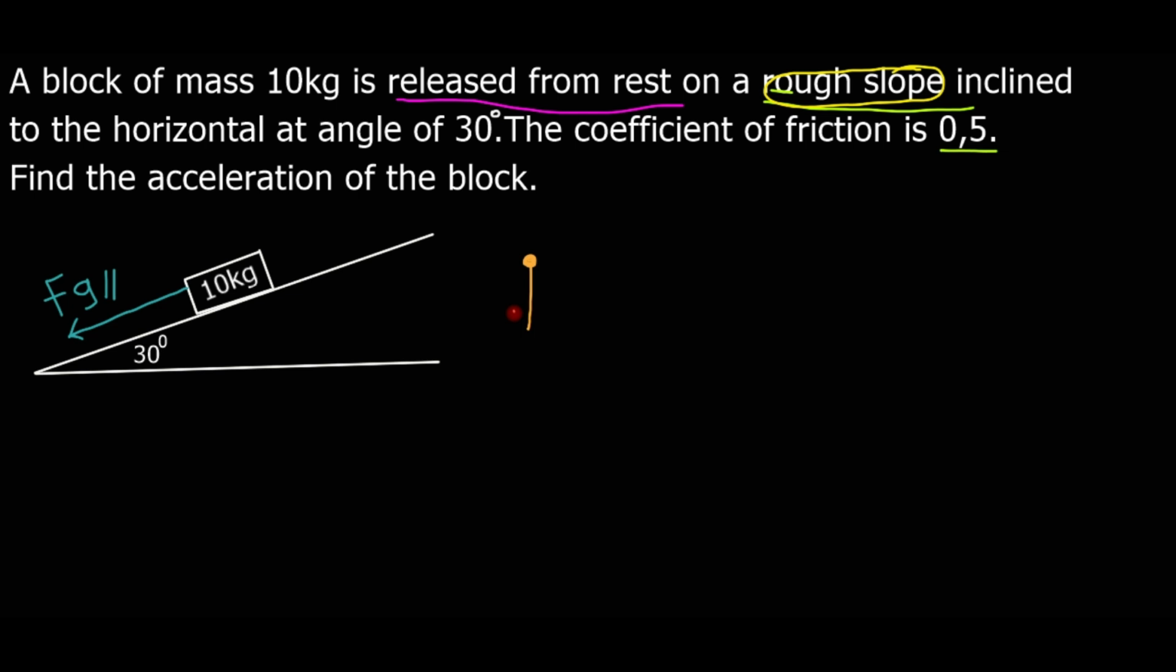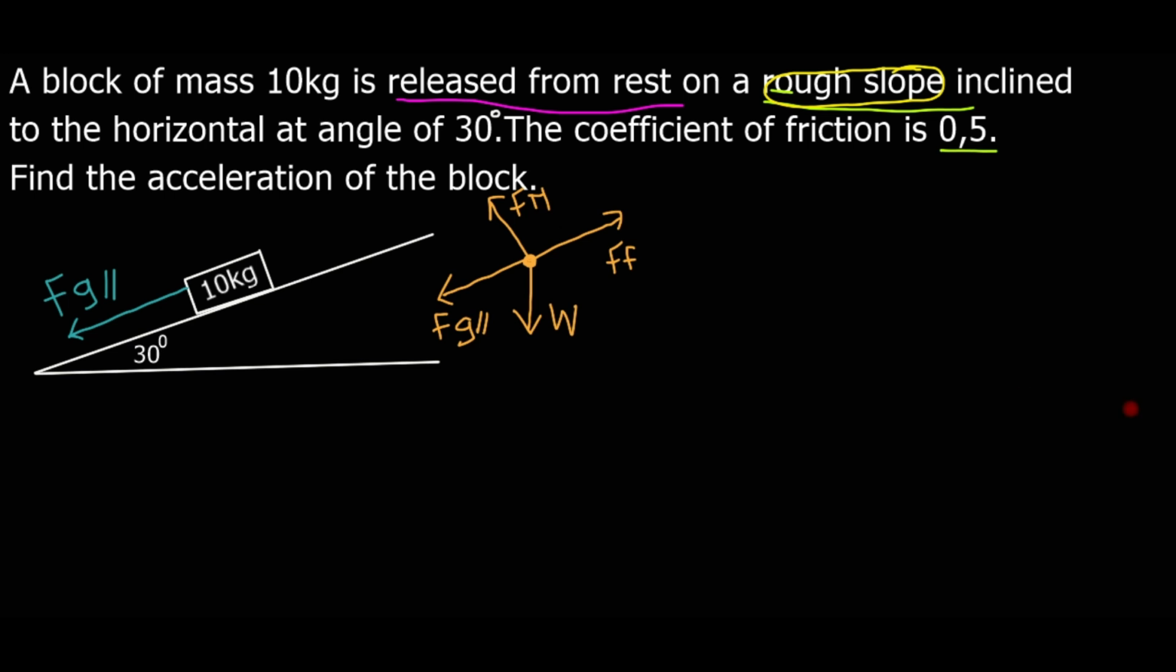We have the weight force, which is downwards, and then FG parallel in this direction, and then the frictional force. Remember, a frictional force is opposite to the direction of motion of this object here, so it acts in this way, and then we have a normal force, which always acts perpendicular to the surface.